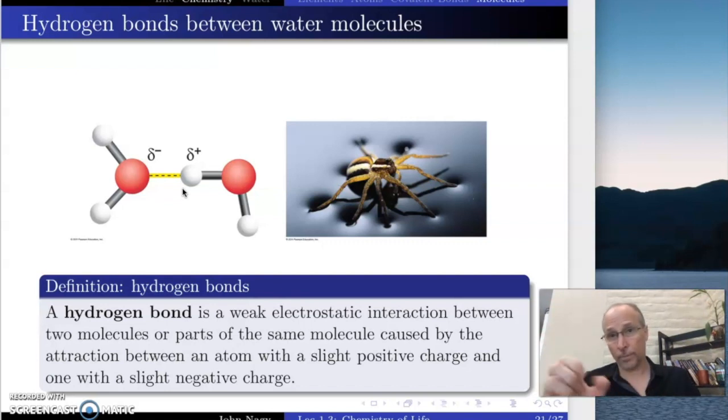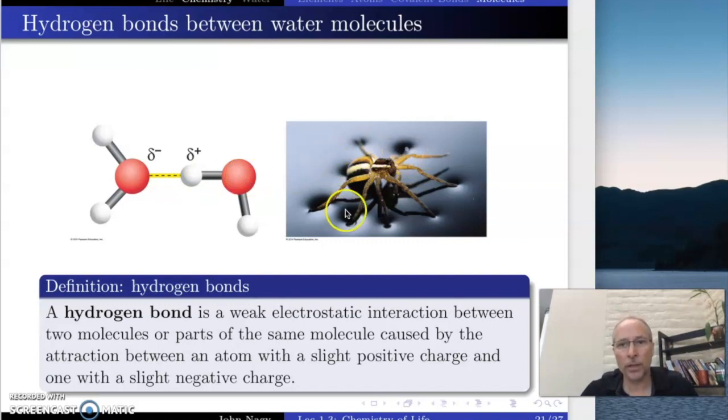So here's the point. Things that are polar will go into solution in water. Things that are ionic will go into solution in water. Another way of saying it, more simply, is anything with a charge will go into solution in water. But things without a charge won't. We'll get to that in a moment.